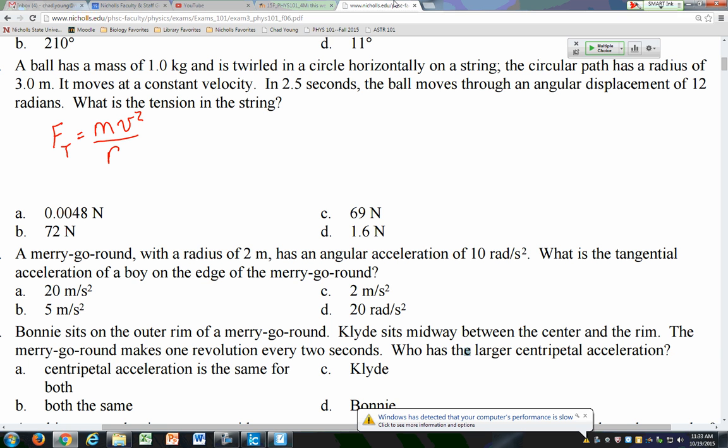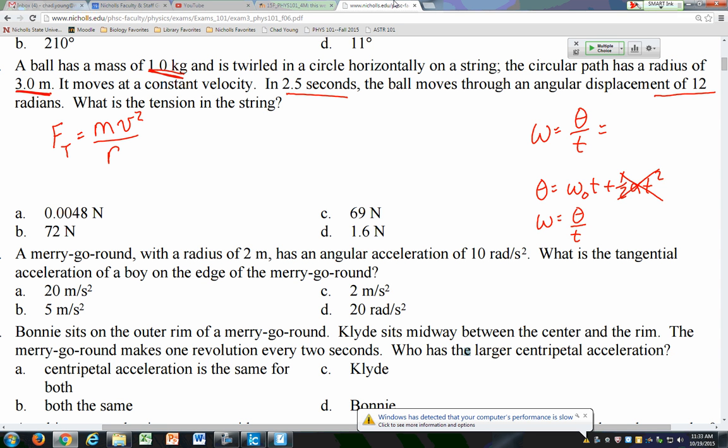But I'm missing some stuff. Like I have the mass right here, and I have the radius, but I don't have the velocity. However, I do know that in 2.5 seconds, it goes through this angle theta. So omega is equal to theta divided by t. Now this comes about from one of your kinematics equations. Theta equals omega naught t plus 1/2 alpha t squared, but alpha is 0, so that goes away. So omega equals theta divided by t. But it's just a general idea that this velocity is distance over time, or angular distance over time.